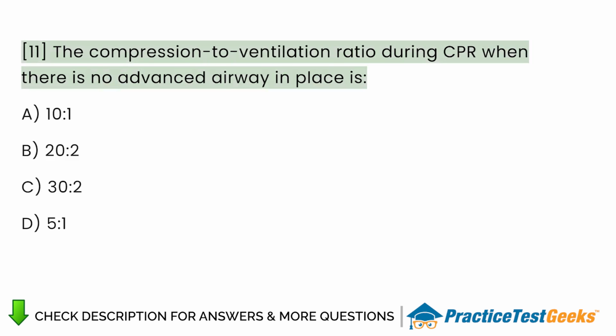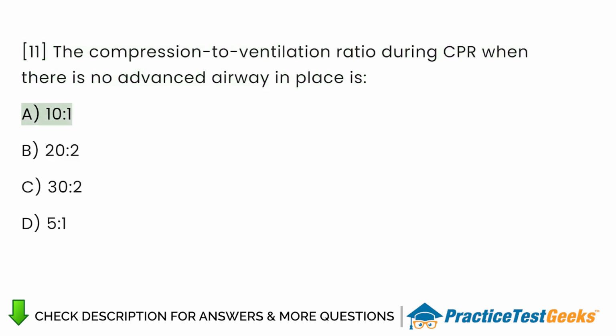The compression to ventilation ratio during CPR when there is no advanced airway in place is A. 10:1. B. 20:2. C. 30:2. D. 5:1.